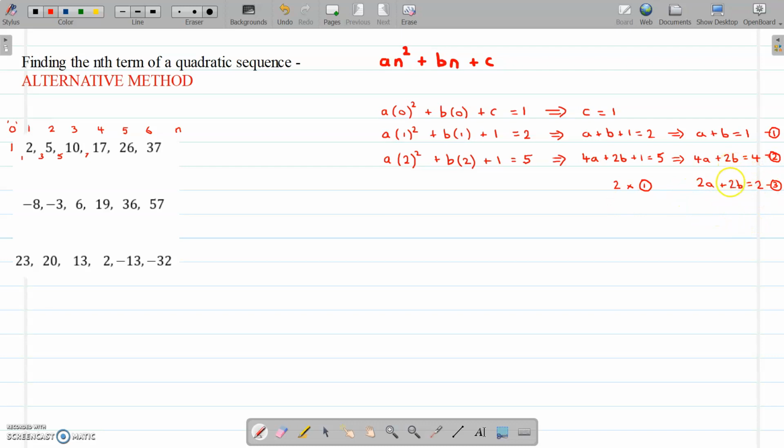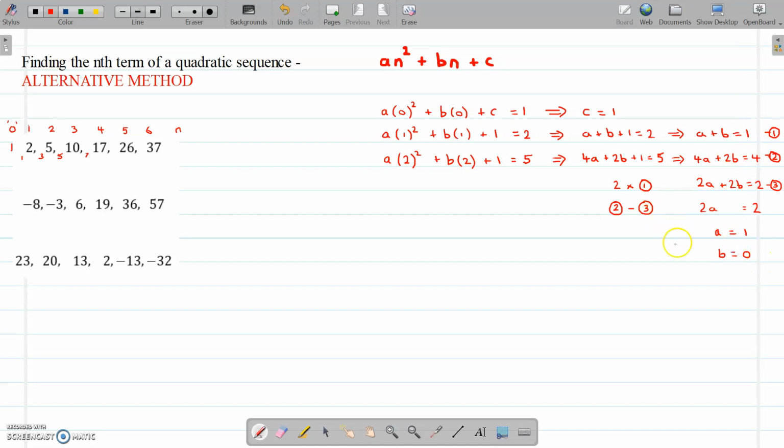Now I can subtract these two equations from each other to eliminate b. So if I do equation 2 take away equation 3, 4a take away 2a is 2a. 2b take away 2b is 0. So it's 2a equals 2, and therefore a must equal 1. Now if I know that a equals 1, and I know that a plus b equals 1, then b must be 0.